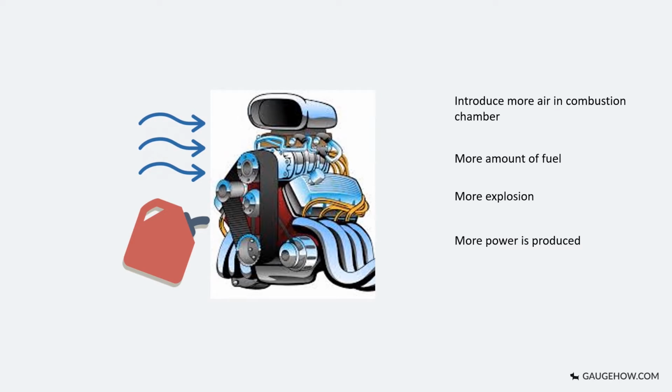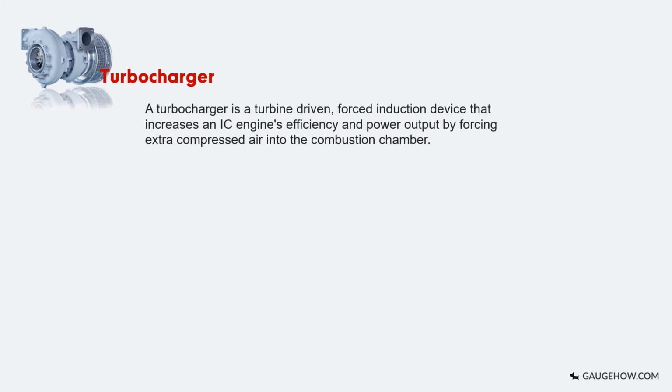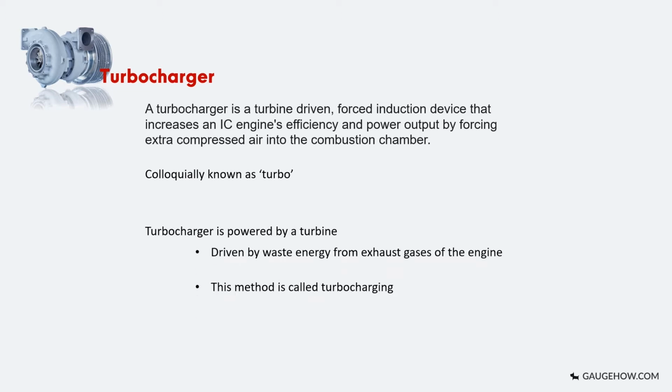This method is more feasible and practical, which can be done with the help of mechanical devices known as turbochargers and superchargers. In this video, we are going to learn about the turbocharger. A turbocharger is a turbine-driven, forcefully induced machine which is purposely used for increasing the efficiency and power output of an internal combustion engine. Turbocharger or turbo is powered by a turbine which is driven by waste energy from exhaust gases of the engine. The method of increasing performance of an engine using waste exhaust gases to run the turbine and driving the compressor to intake more air is called turbocharging.